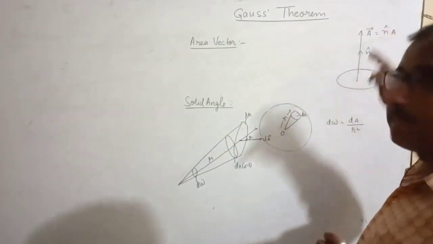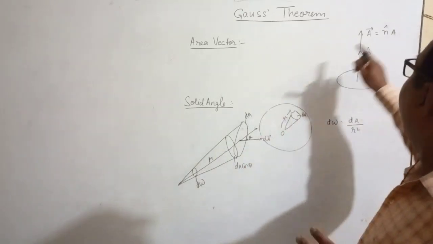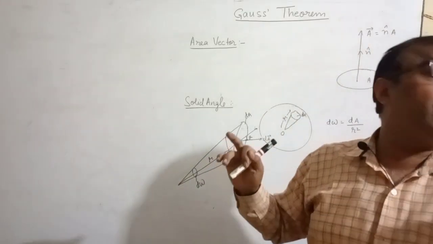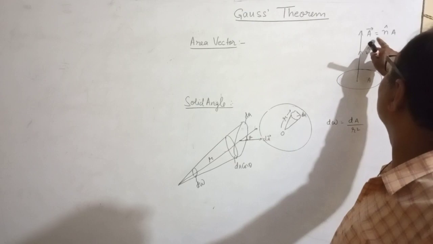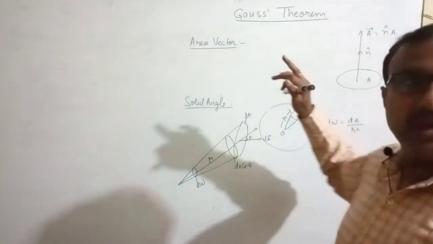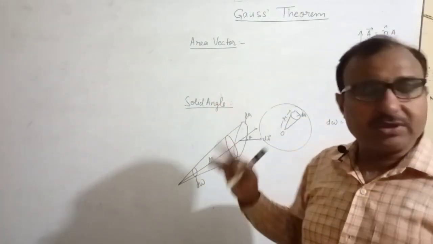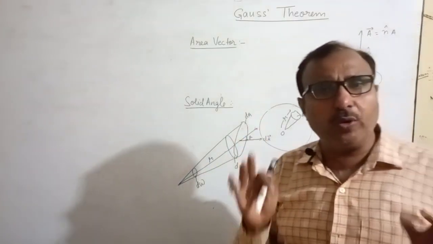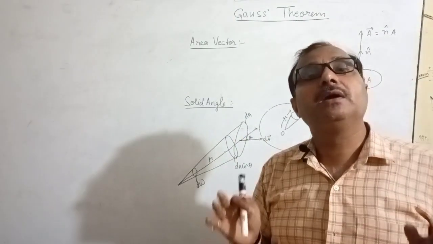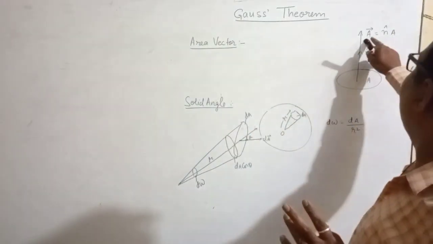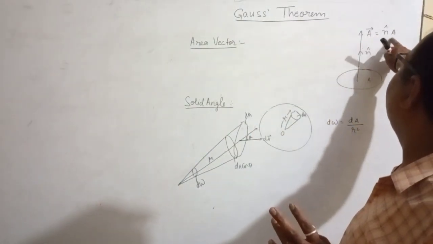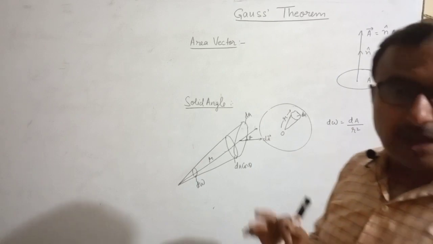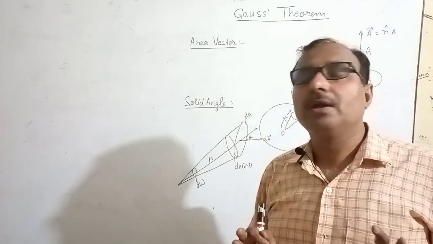So, when we multiply the area of a surface with a unit vector perpendicular to it, we get the area vector. So area vector A equals area A into unit vector. I hope everybody understands.